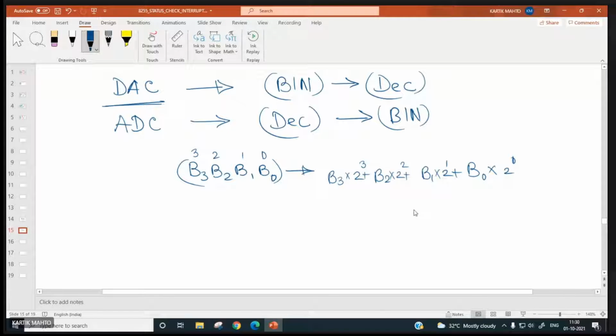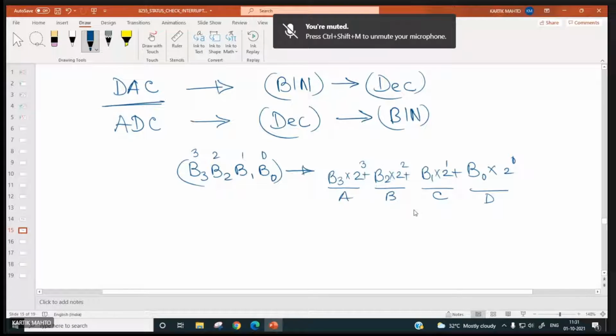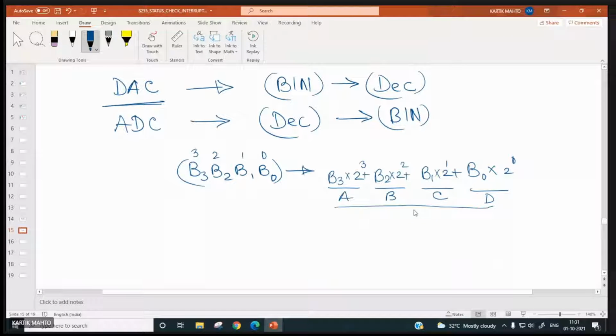You know why? Because I want to tell you what is the circuit behind this DAC. How? Just see what I am doing in the next step. I am doing the next step as this. Okay. This is my next step, and asking you to implement the same using a circuit. Which circuit can do this job?